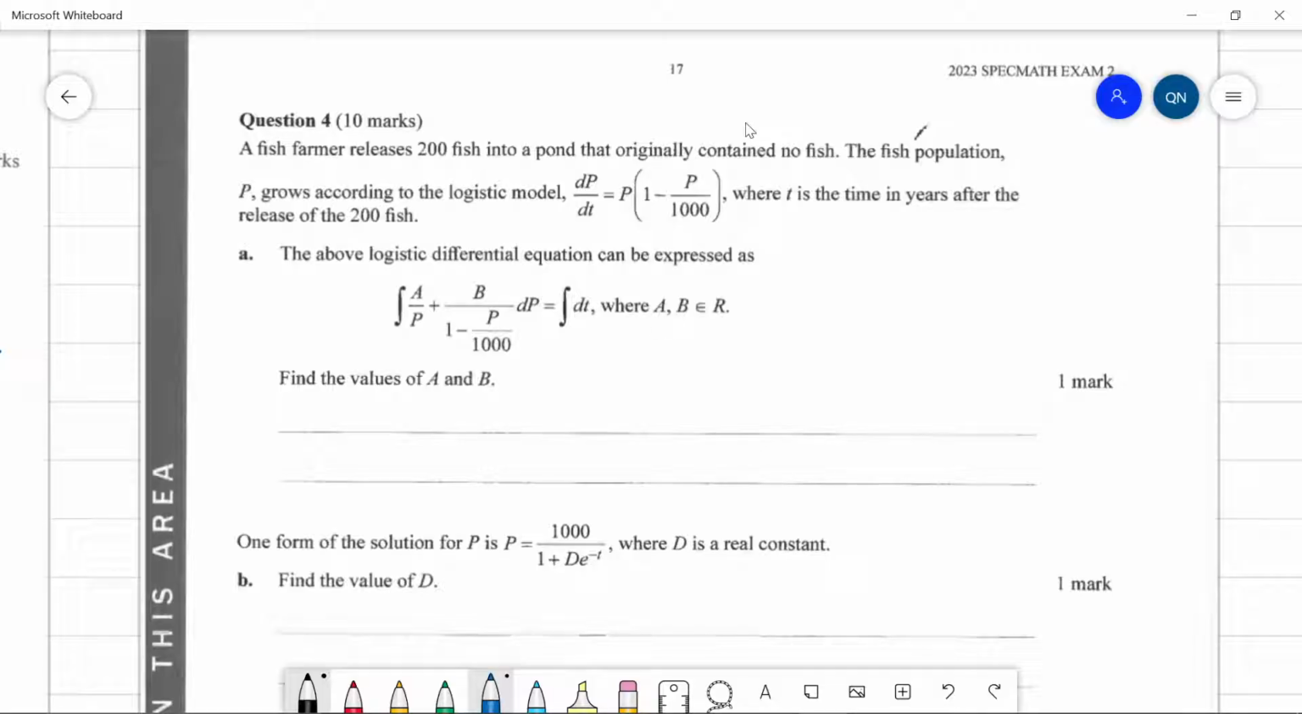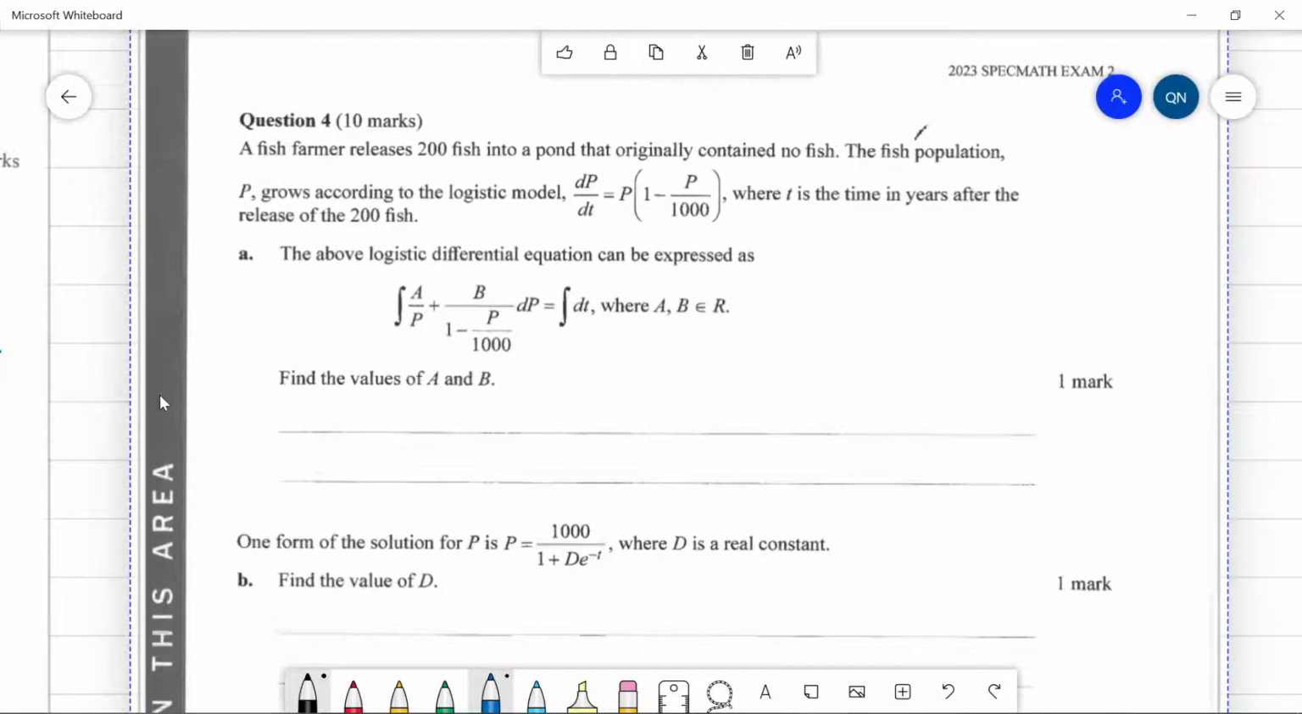I haven't touched logistic differential equations. I've done it like once, but I don't think I've studied it much. So how do you find the values of A and B? It can be expressed in this form. So I think we just need to do separation of variables or something like that.